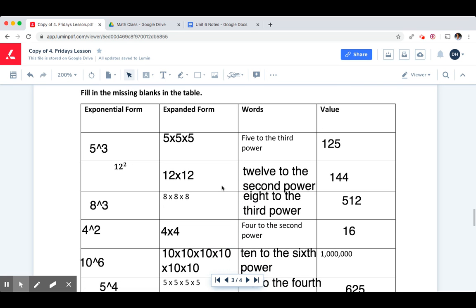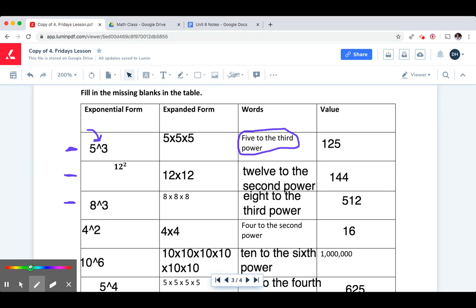For the table, we will go through it together to discuss the different parts. So we are going to do 1, 2, and 3 first. For number 1, we were given 5 to the 3rd power in words. So the way that we would write that is 5 as the base with 3 as our exponent.